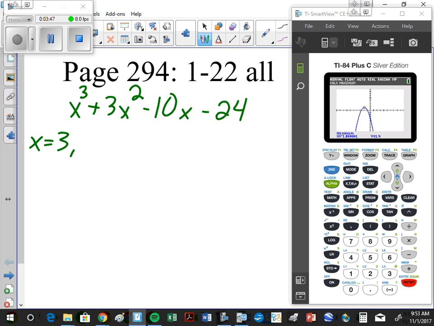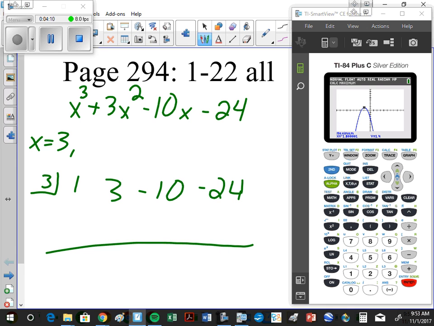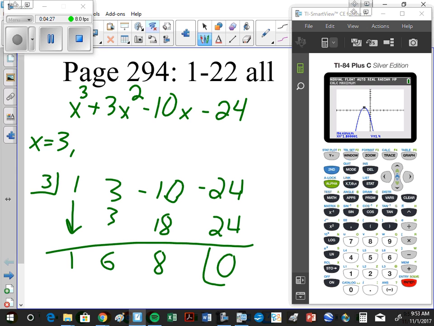When I do synthetic division using 3, I know that the remainder is going to be 0, because the book is going to tell you this is a root. So I put 3 up in the corner. And am I missing any x values? I don't need placeholders. So 1, 3, negative 10, and negative 24. Drop the 1. 3, 6, 9. Oh, did I do something wrong? Oh, 18. Thank you. 8, and then 24 with a 0.